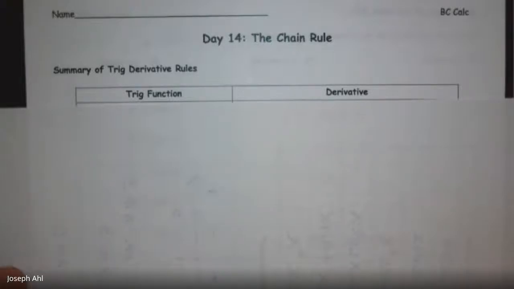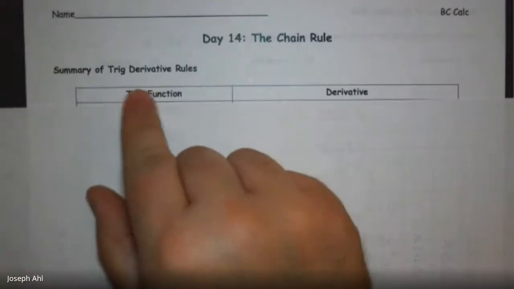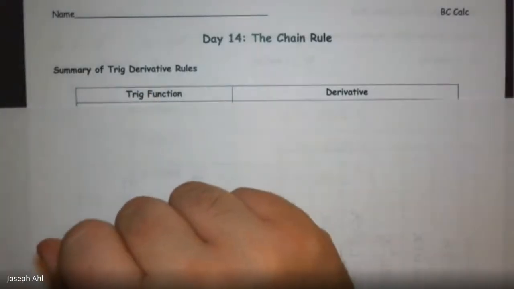ABC Calc students, this is going to be day 14. We're talking about something called the chain rule today. And as a quick getting started here, we're going to talk about a summary of our trig derivative rules that we learned about in the last lesson.